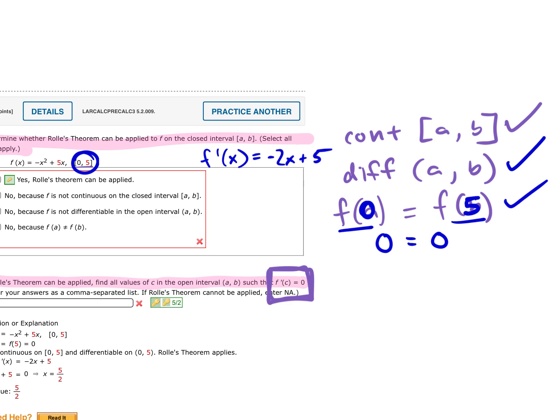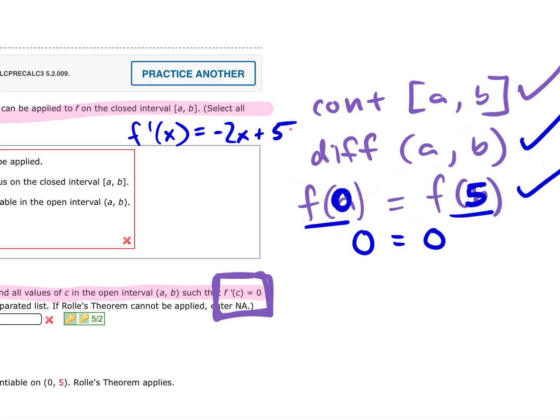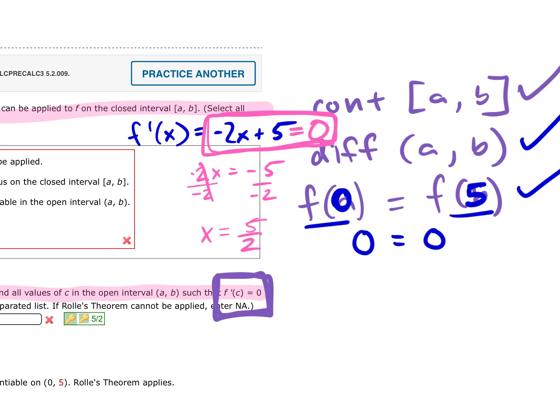Now with Rolle's theorem, we're finding where our derivative equals 0. So this is what we're trying to find. We already took the derivative to find if it's differentiable. We just set that equal to 0 to find what value for c makes our derivative 0. So when we solve here, we get negative 2x is equal to negative 5, divide by negative 2. So x is equal to 5/2. This would be our value for c, or just our x value.